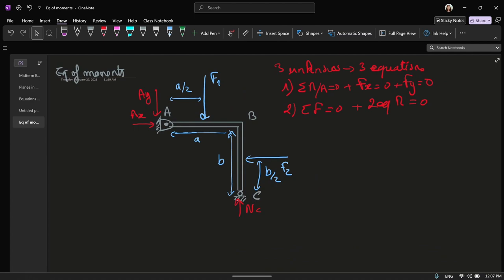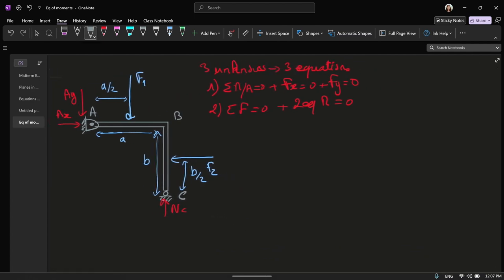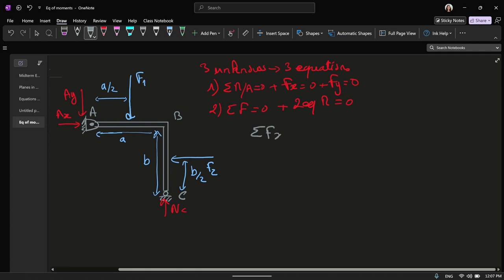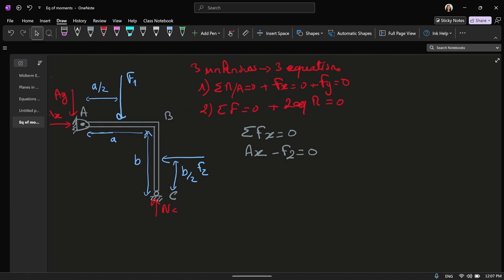So let's see what happens when we do our equations of moment. I will write 5 equations and I will show you the combinations of those. I will do the first equation of force. If we do sum of the forces on x equals 0, what do we have? We have AX minus F2 equals 0. Equation number 1.